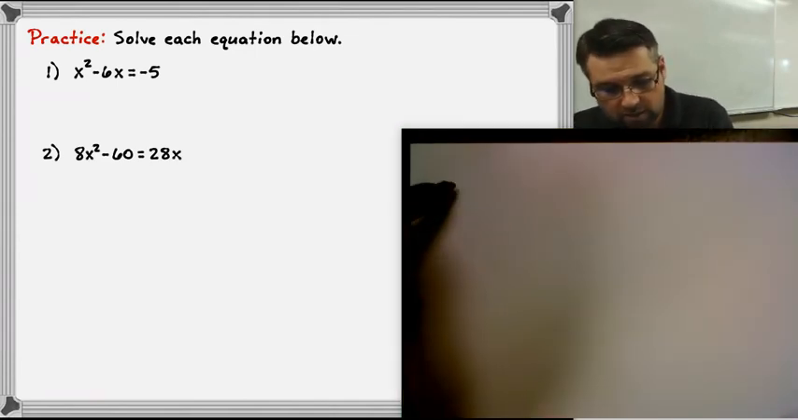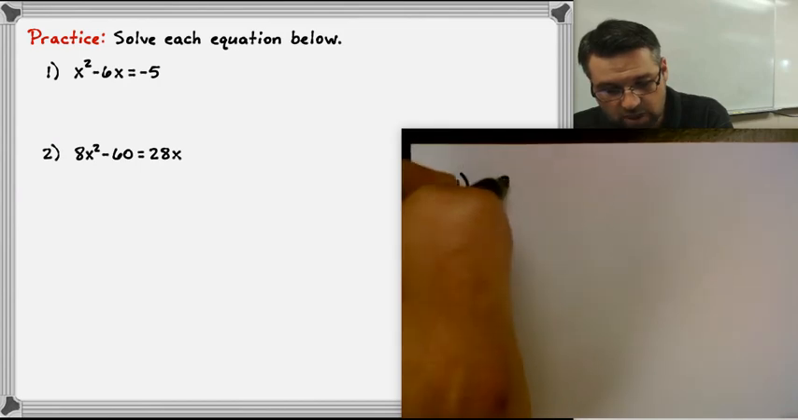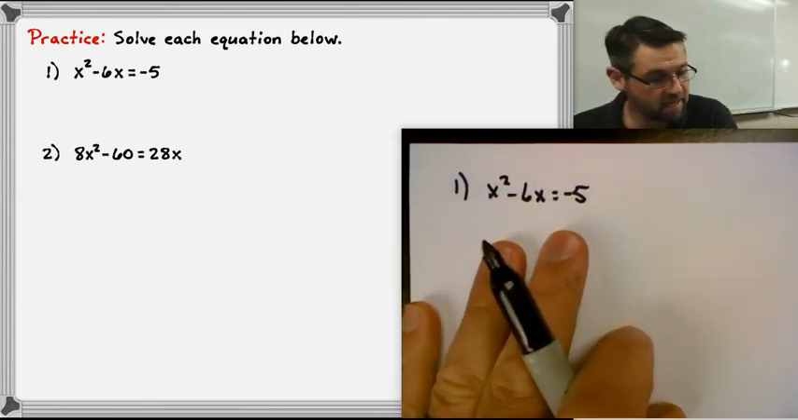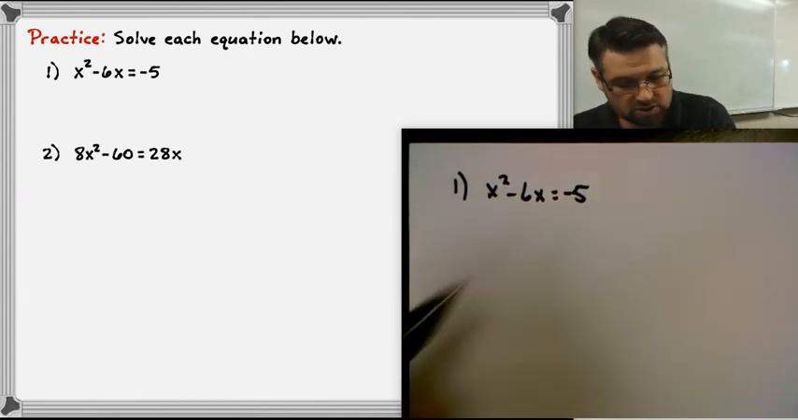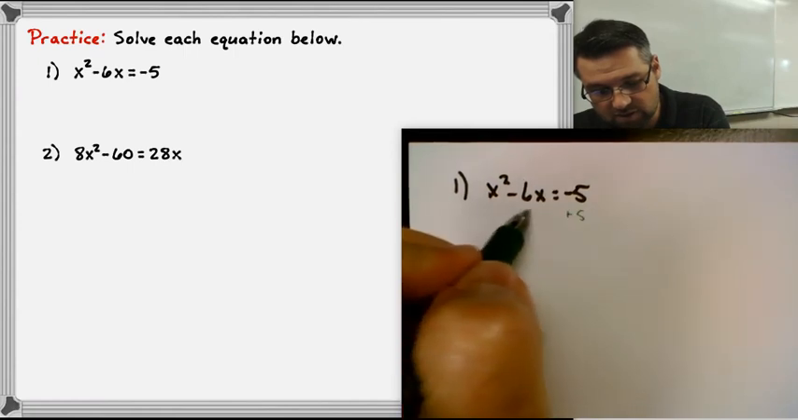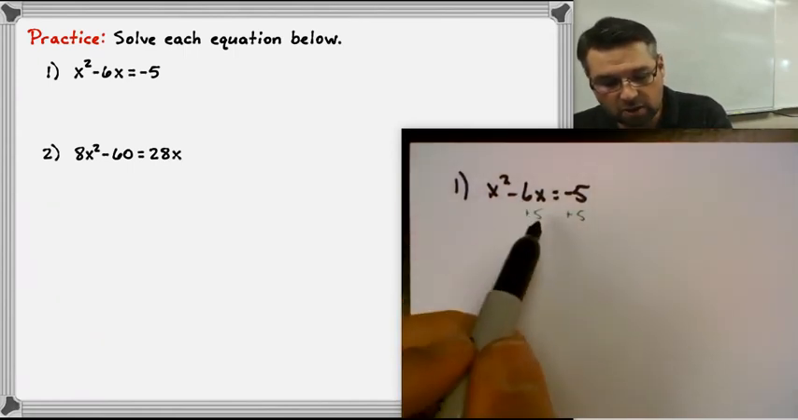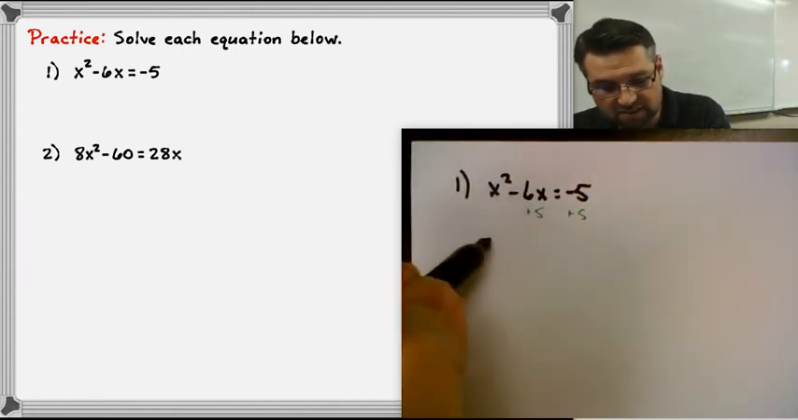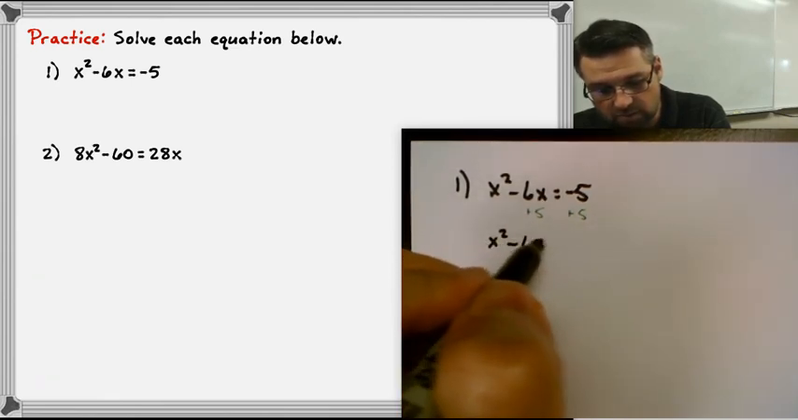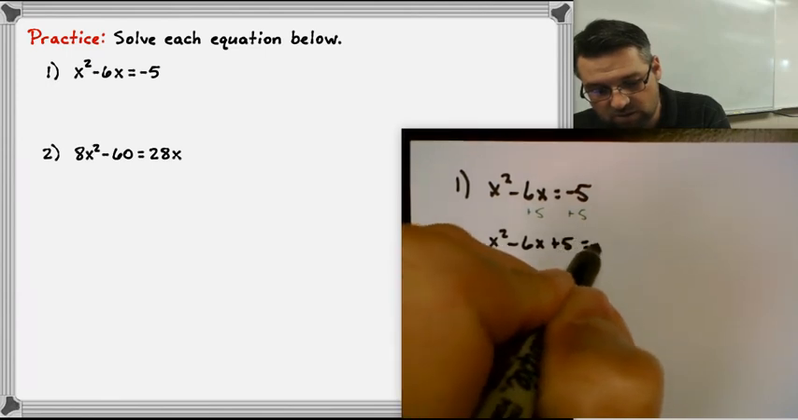For number one, we have x squared minus 6x equals negative 5. The first step is to make everything equal to 0. So since I already have the x squared and the minus 6x on the left, I'm going to move everything else over to the left. So I'm just going to add 5 to both sides. Now notice 5 is not a like term with negative 6x, so I don't want to combine those. I'm just going to rewrite it next to it. So we'd say x squared minus 6x plus 5 equals 0.